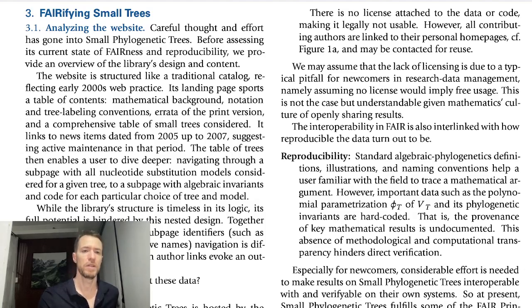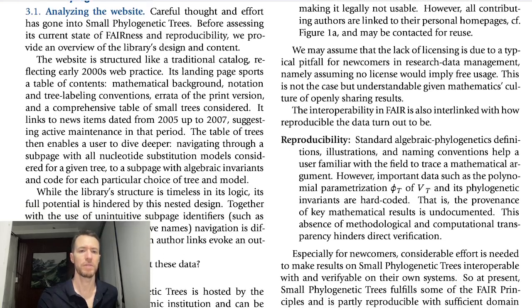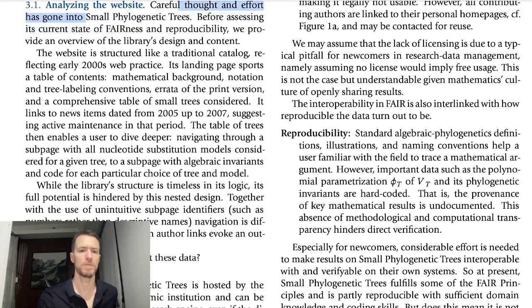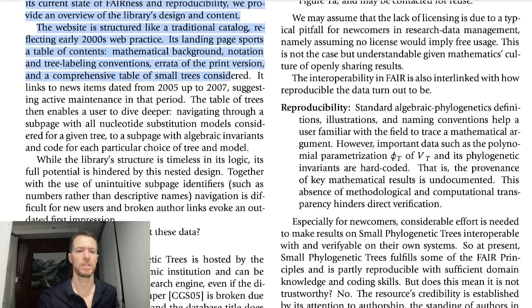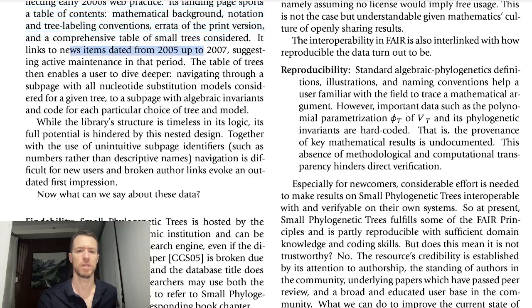The authors continue. Section 3, FAIR-ifying small trees. Analyzing the website. Careful thought and effort has gone into small phylogenetic trees. Before assessing its current state of FAIR-ness and reproducibility, we provide an overview of the library's design and content. The website is structured like a traditional catalog reflecting early 2000s web practice. Its landing page sports a table of contents, mathematical background, notation and tree labeling conventions, errata of the print version, and a comprehensive table of small trees considered. It links to news items dated from 2005 up to 2007, suggesting active maintenance in that period.